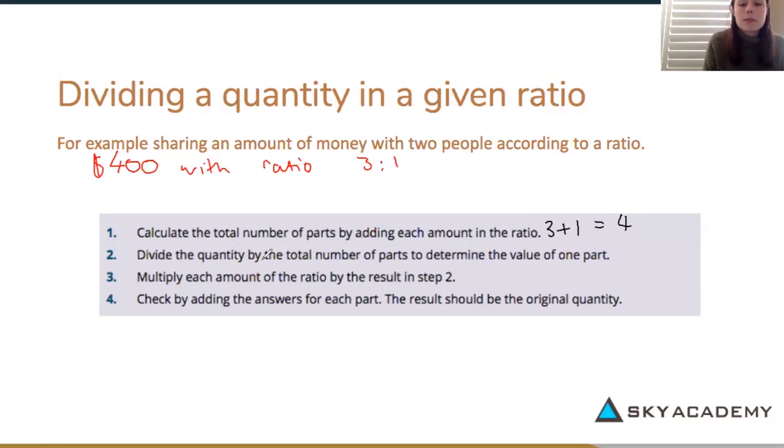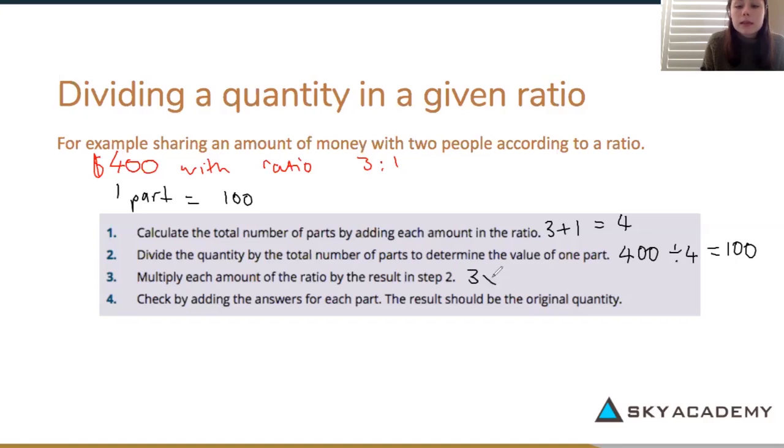Divide the quantity by the total number of parts to determine the value of one part. So 400 divided by 4 will give me how much one part is. So 400 divided by 4 gives me 100. So one part equals $100.